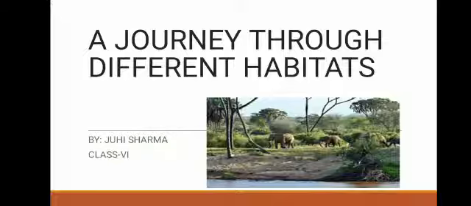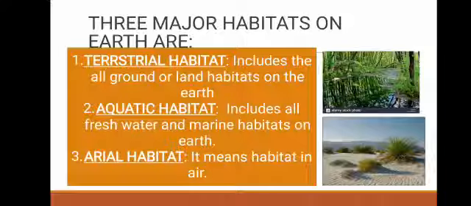Today we are going to discuss a topic of class 6, that is a journey through different habitats. There are mainly 3 major habitats on earth in which many different types of organisms live. The first one is terrestrial habitat, in which humans and many animals live, which includes all ground or land habitat on the earth. Then aquatic habitat includes all freshwater and marine habitat on earth. Then aerial habitat, it means habitat in air.